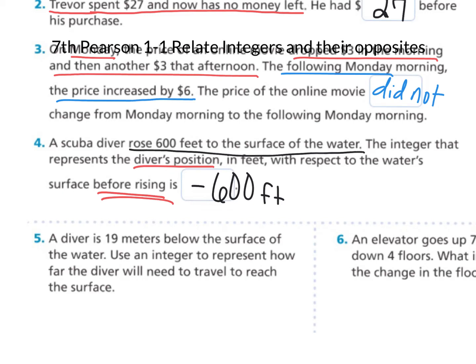It just says what integer, so if you just put -600, I guess that would work, but it never hurts to put units on your answers also.